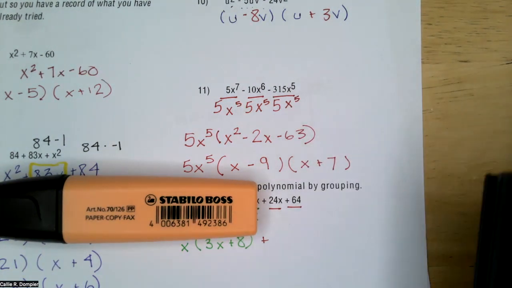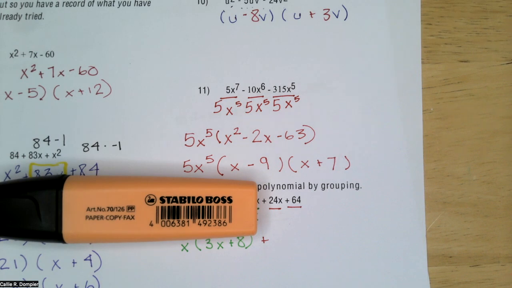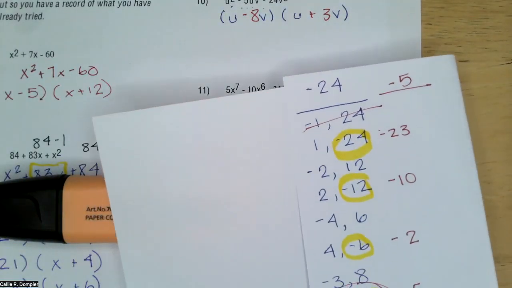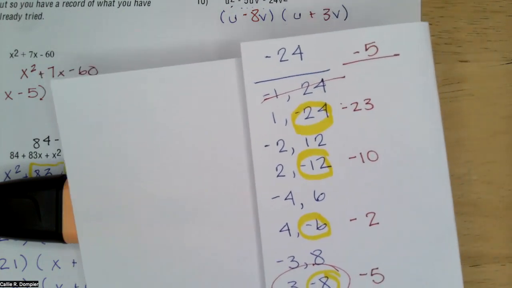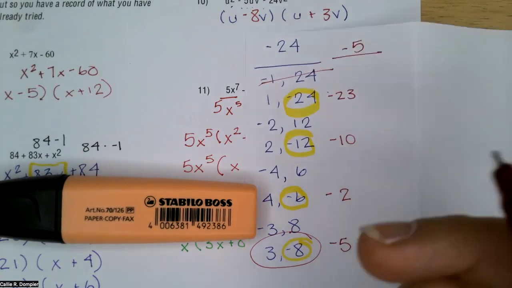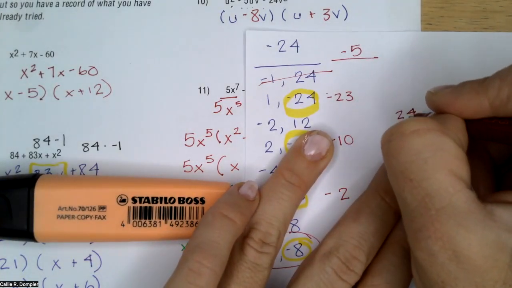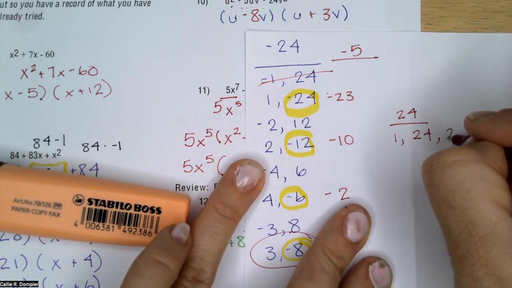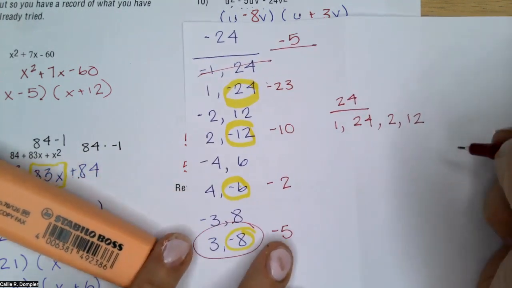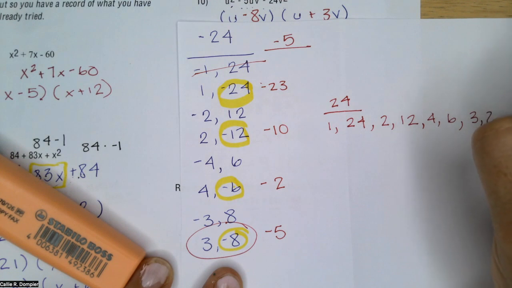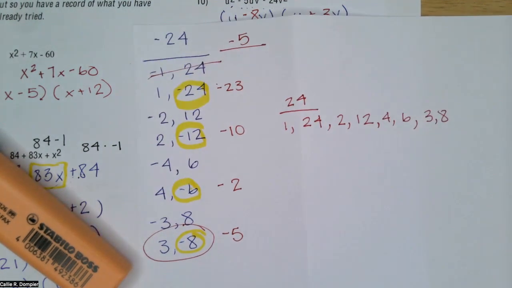What are the factors of 24? Well, we did it earlier today, right? The factors of negative 24 are the following. I was just looking at the positive version of 24, it would be 1, 24, 2, 12, 4, 6, 3, and 8, right?